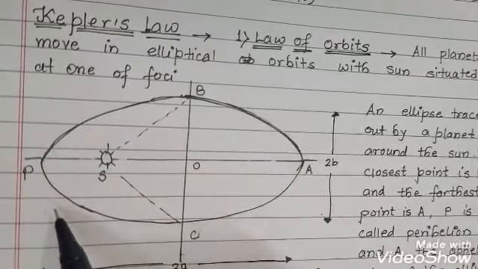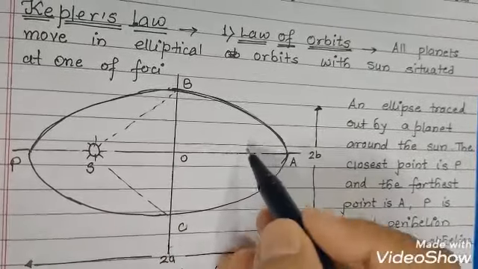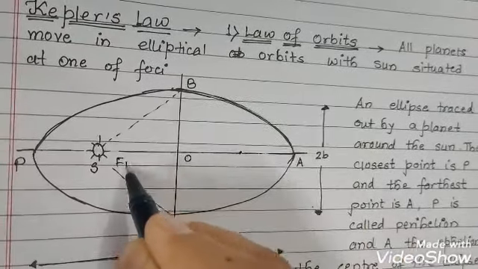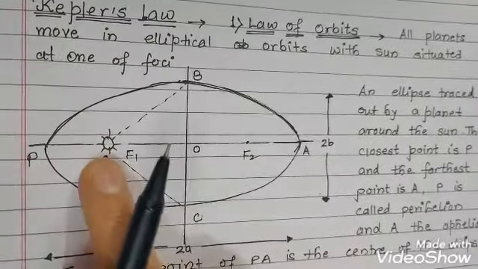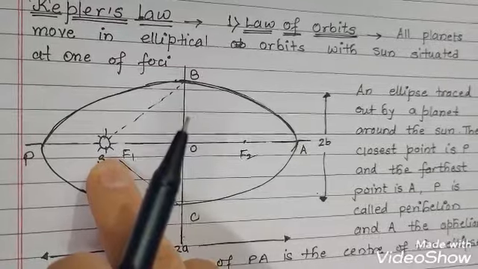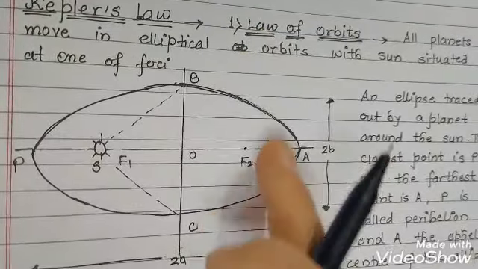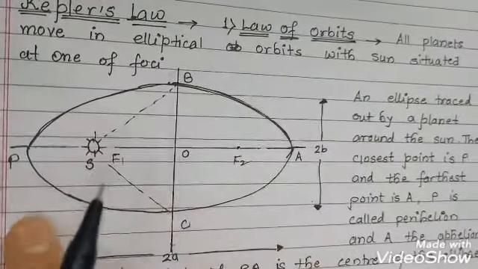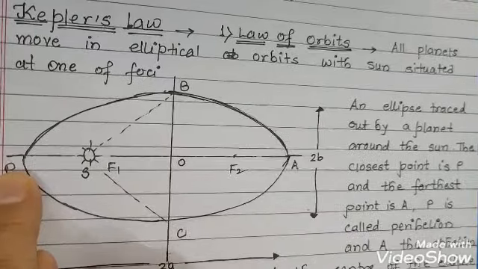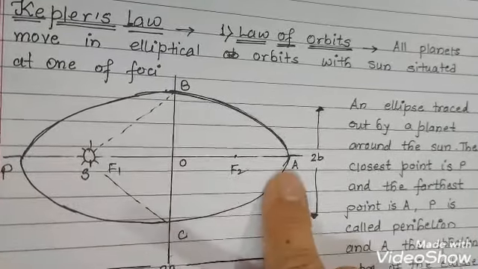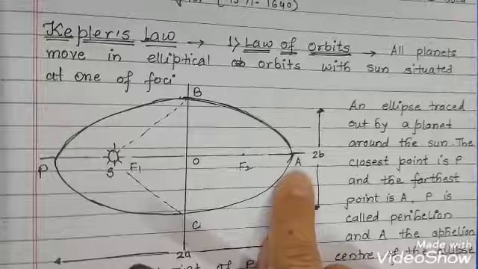the shape of the orbit is elliptical, and because it is an ellipse, there would be two foci, this one is F1 suppose and this is F2. So the two foci would be there of this ellipse, in which at one of the foci the sun is situated, and this is the elliptical shape. Here you will see an ellipse traced out by a planet around the sun, and the closest point from the sun is P and the furthest point is A. P is called perihelion and A is called aphelion.